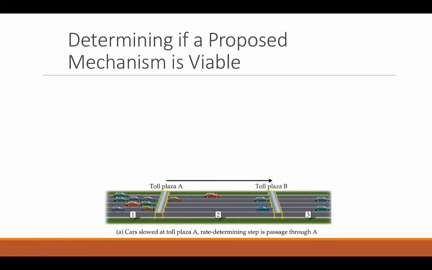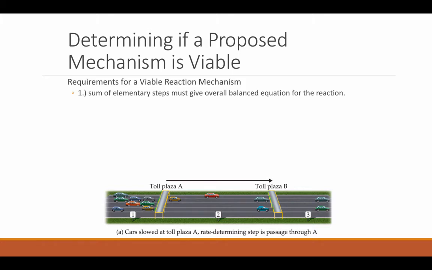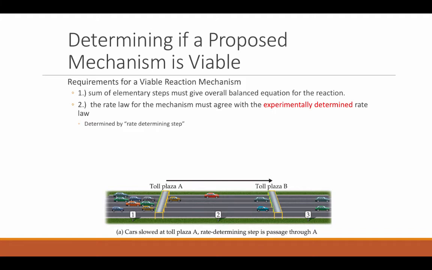Now that we've seen what a reaction mechanism looks like, let's look at how to determine if a reaction mechanism is viable. There are two requirements for a reaction mechanism to be viable or possible. The first is that the elementary steps must add up to give you the overall balanced equation for the reaction. And the second is that the rate law for the mechanism must agree with the experimentally determined rate law. The rate law for the mechanism will be determined by the rate determining step, or the slow step. A reaction can only go as fast as its slowest step.